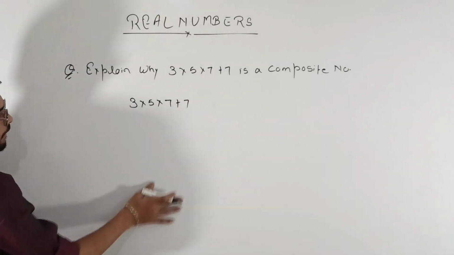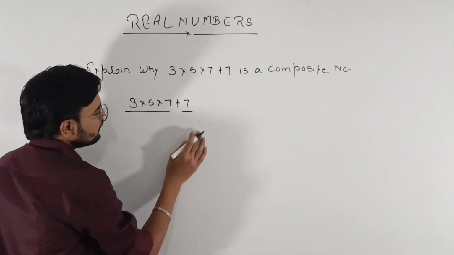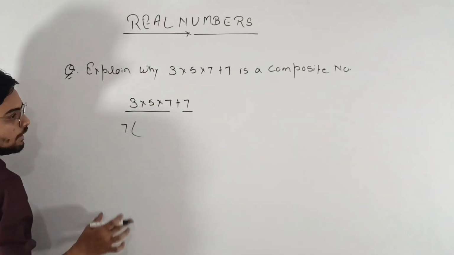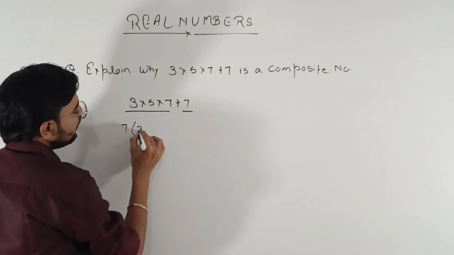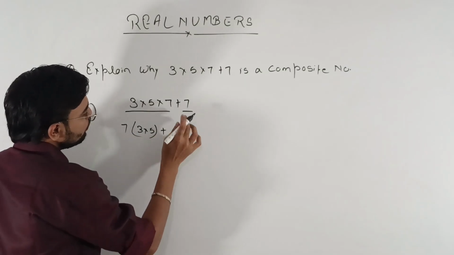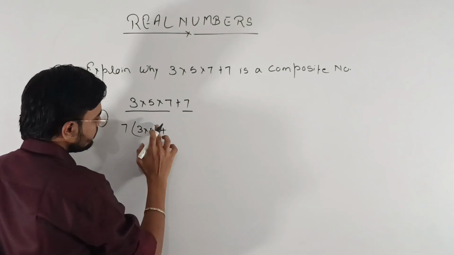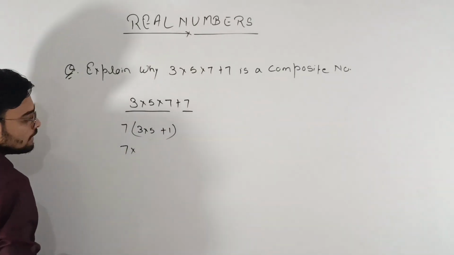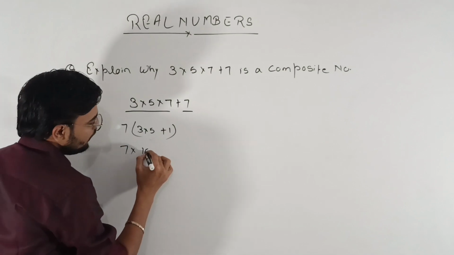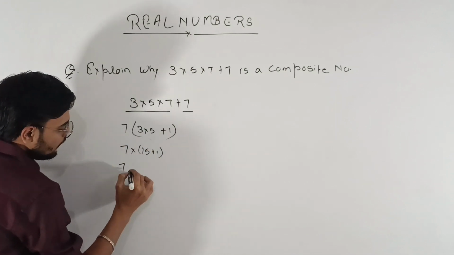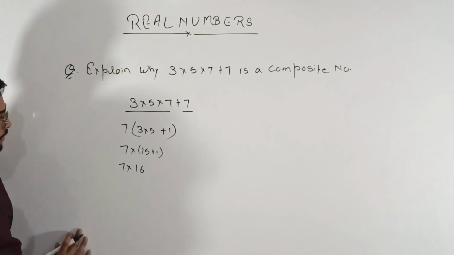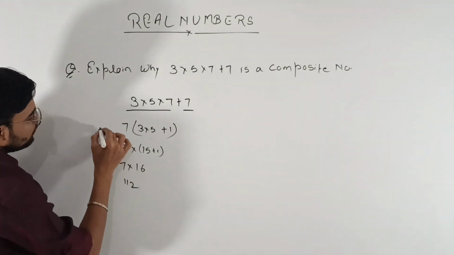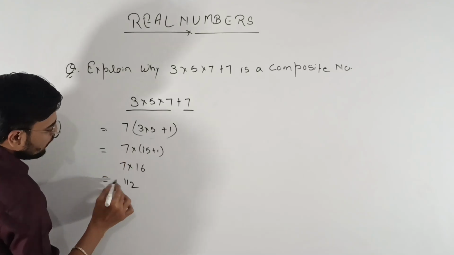Okay. Now look, from this and this, we take 7 as common. Then we have 3 into 5 left, and from the other term we are left with 1. Now this looks like 7 multiplied by (3 into 5, which is 15, plus 1). Then again it is 7 into 16. And 16 into 7 is equal to 112. This will become 112.